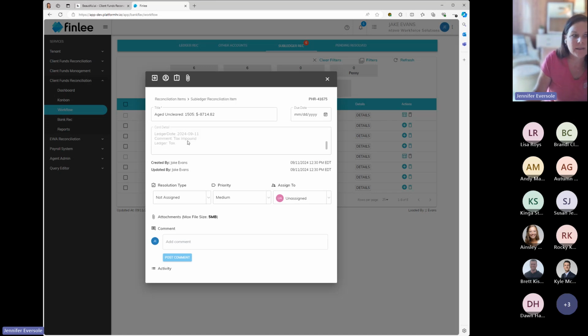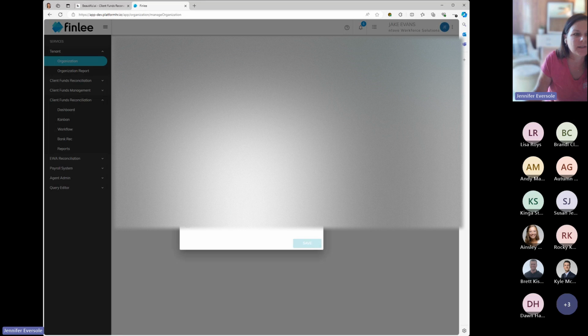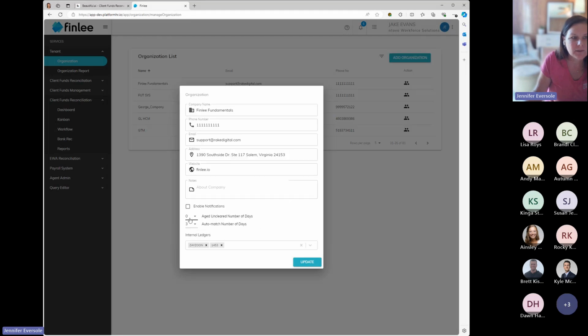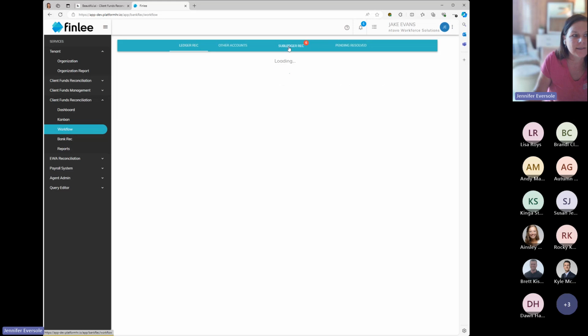So you do have the ability to set the number of days until you see these. Your tenant administrator can go into your organization, and I'm sorry, I'm on a view that's different from what you see, but I will pull one of these up here and pull up my Finlee fundamentals. Here's aged uncleared number of days. We have 0 here. Auto match number of days is something different, but this 0 means I want to see my aged uncleared transaction as soon as it becomes available. So that's what we're looking at on aged uncleared transactions.